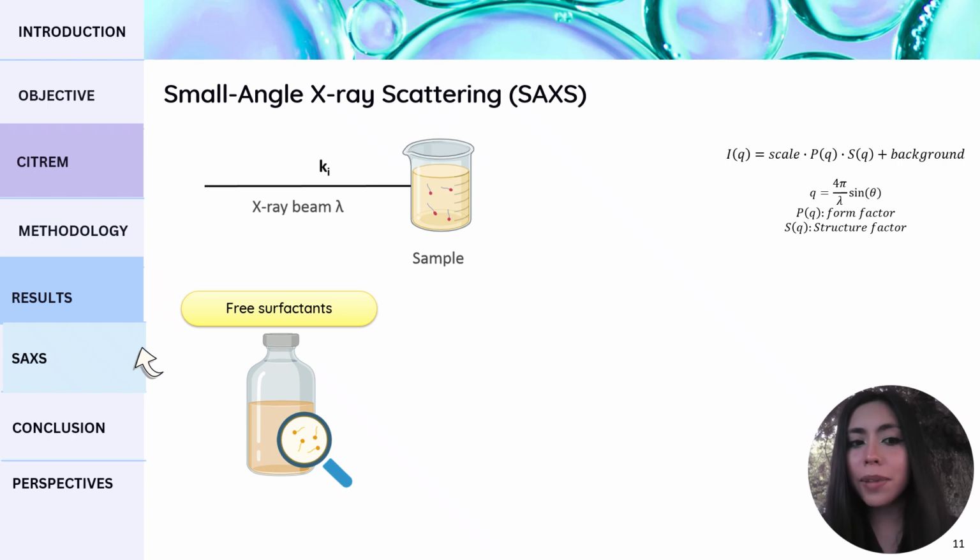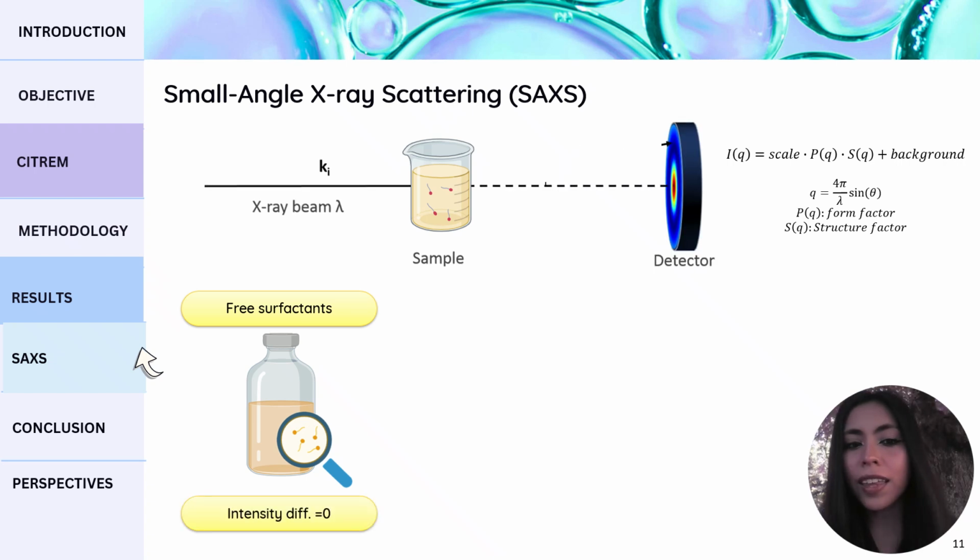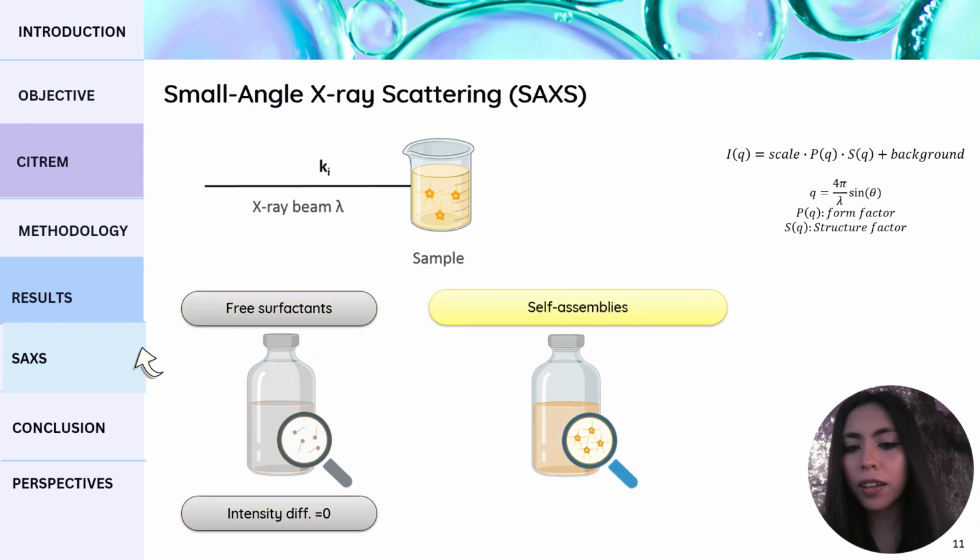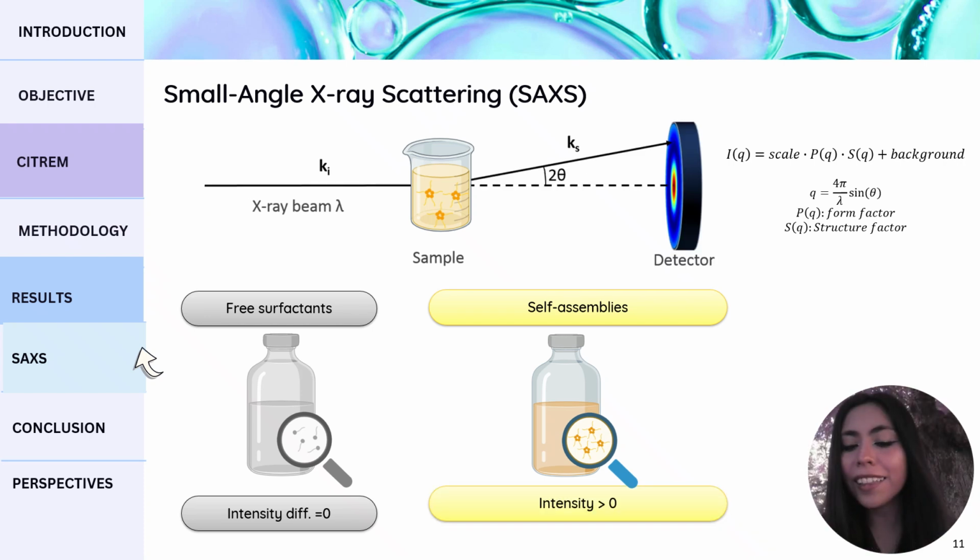Then we use small angle X-ray scattering to study the bulk, and we can see that if we have free surfactants, the intensity difference between the free surfactants and the pure oil will be zero. But if we have self-assemblies, the intensity difference will be higher than zero.